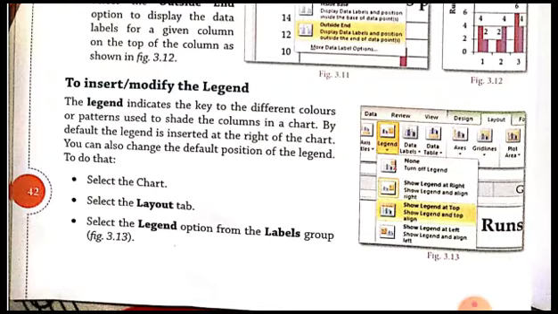The legend indicates the key to the different colors or patterns which are used to shade the columns in a chart. You can use different colors, and you can also use different patterns. Like in one of the columns you can have a slanted line pattern, somewhere you can have a horizontal line pattern. In this way you can have different patterns, and you can also use different colors for shading the different columns in a chart.